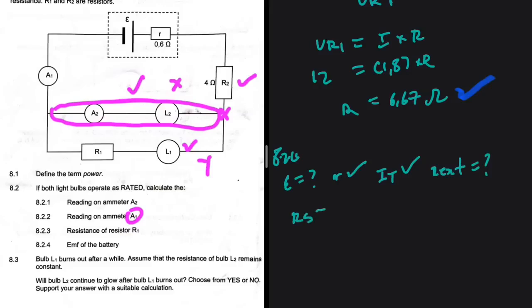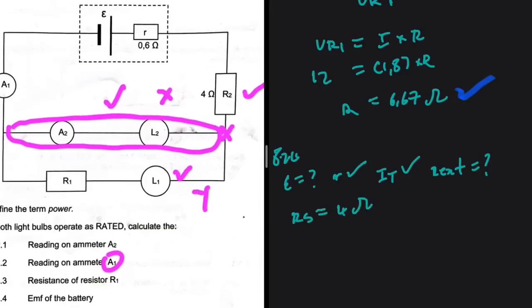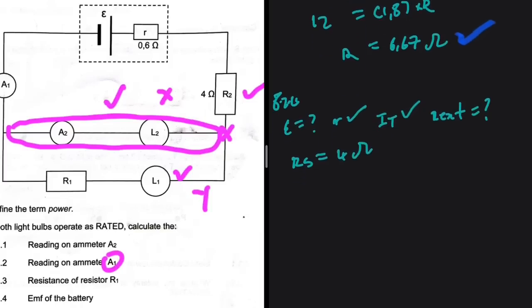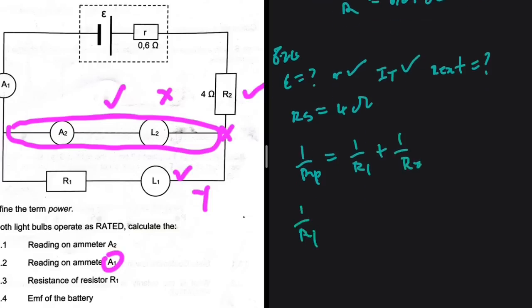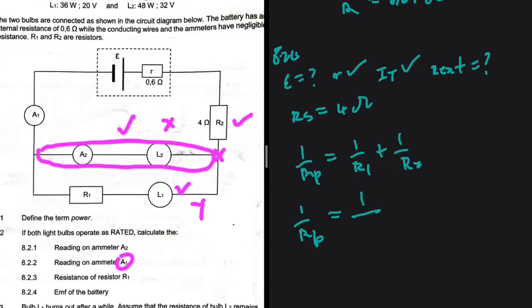So RS is equal to 4 ohm. We only have one resistor which is in series, which is R2. And then RP, I don't like using this one actually, I like using 1 over RP for some reason. It's equal to 1 over R1 plus 1 over R2. So 1 over RP is equal to 1 over the total resistance on one path. Okay, so it seems like we actually do have to calculate the resistance on L2 and L1. We don't have a choice anymore.